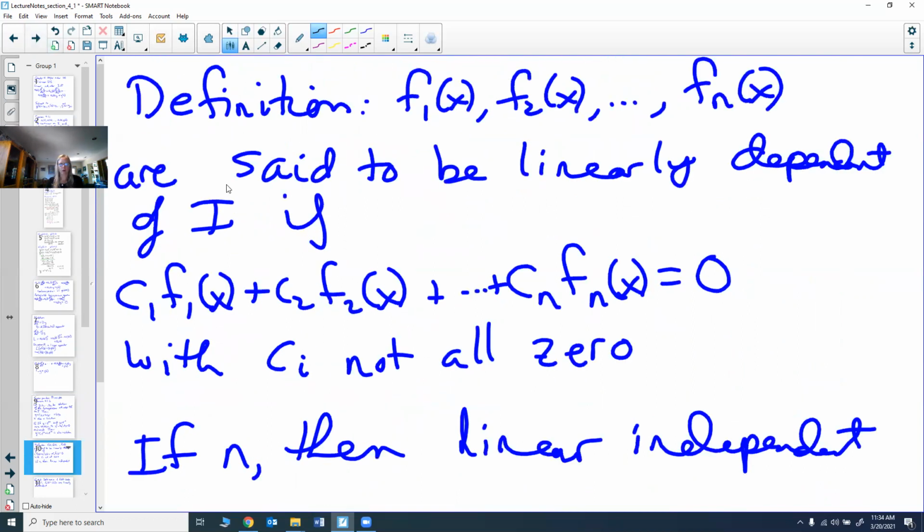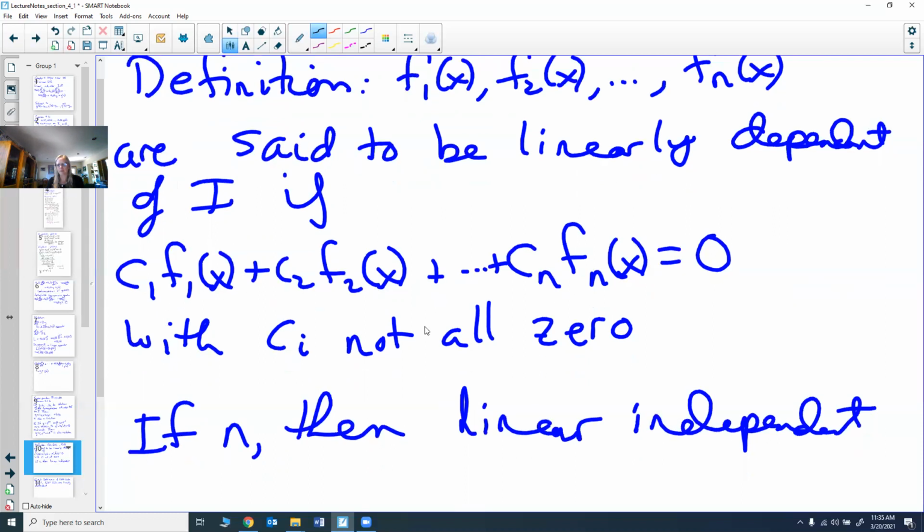Another definition. This whole chapter is just a bunch of ideas and some notation we're using for this section. So f1, f2 through fn is said to be linearly dependent on I if c1 times f1 plus c2 times f2 plus all the way through cn times fn equals 0, with these c's not all 0. What we mean by that is if there's some way I can combine these together and get 0, but not all the c's are 0, then they're called linearly dependent.